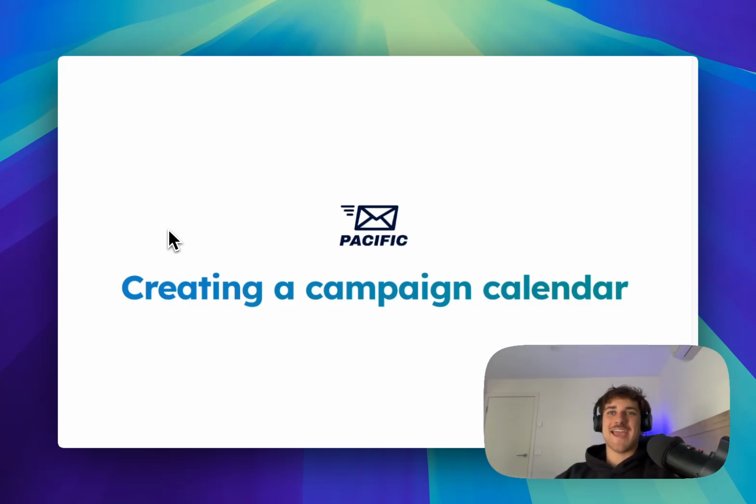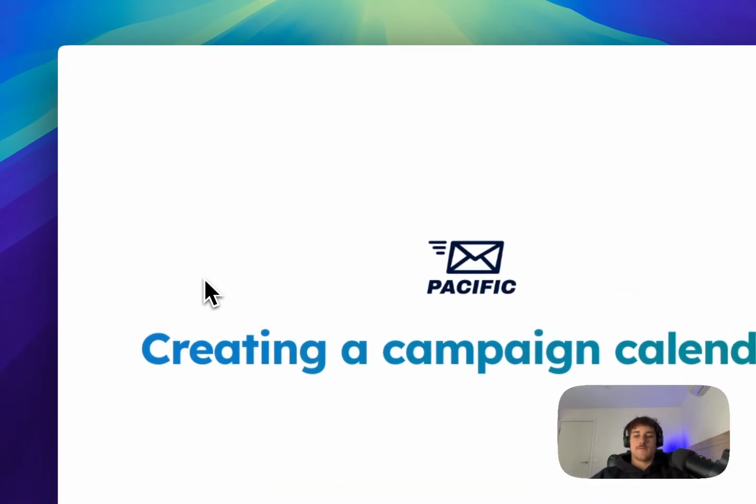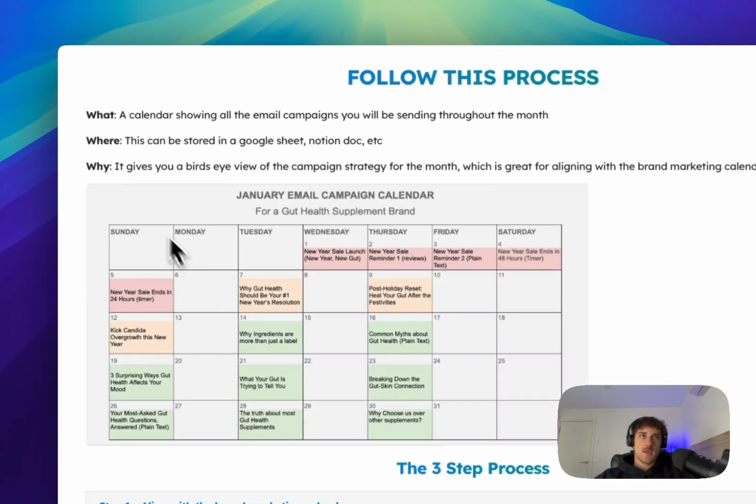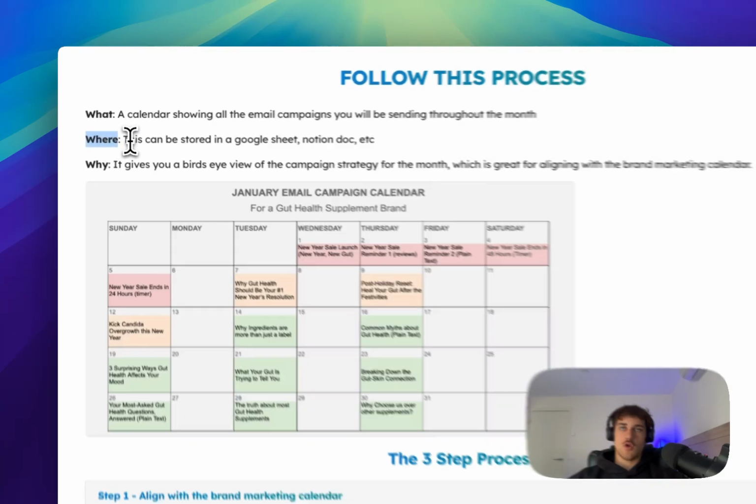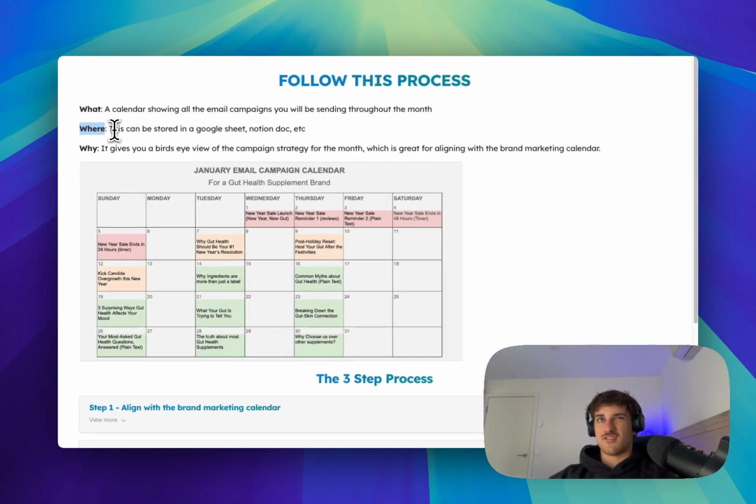All right, let's talk about creating a campaign calendar for your brand. So, what is a campaign calendar? Well, this is simply a calendar showing all the email campaigns you will be sending throughout the month. You can create this in a Google Sheet or a Notion doc, etc. Whatever sort of CRM you use, I'm sure there's a calendar function that you can store this in.